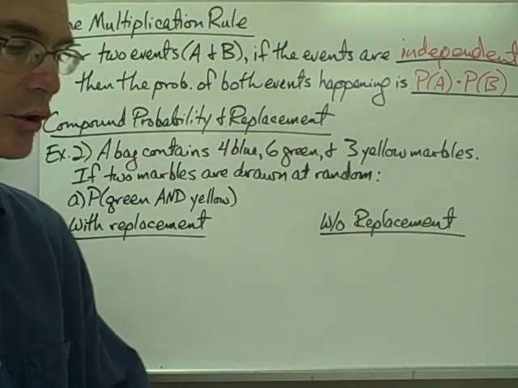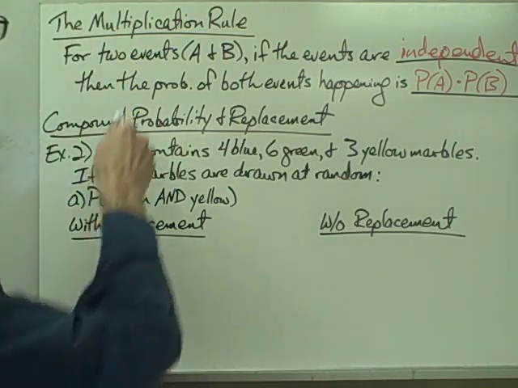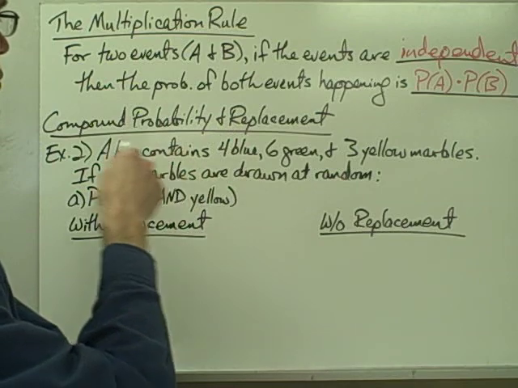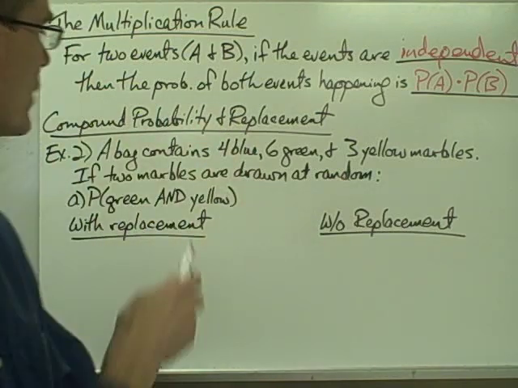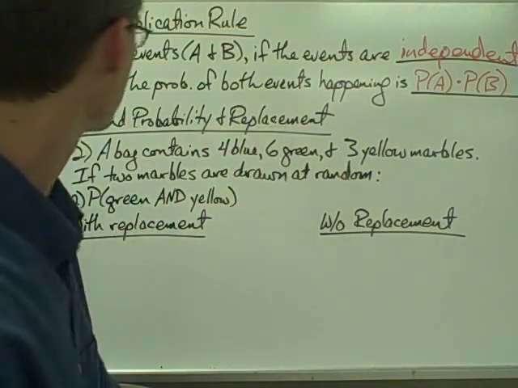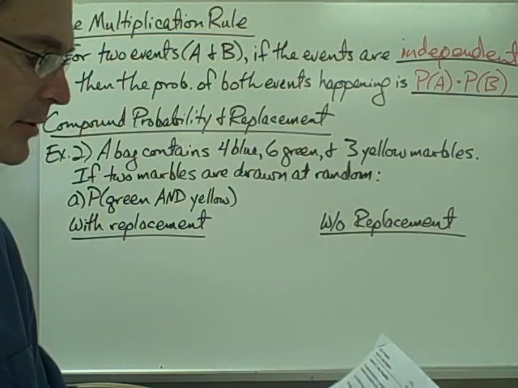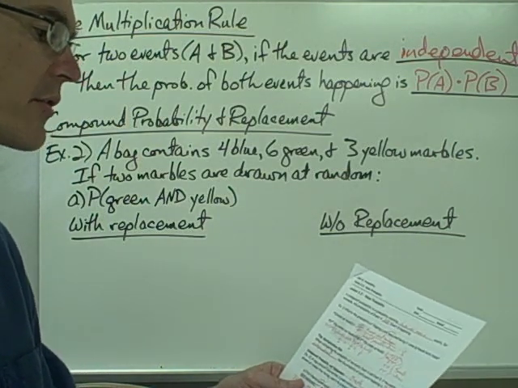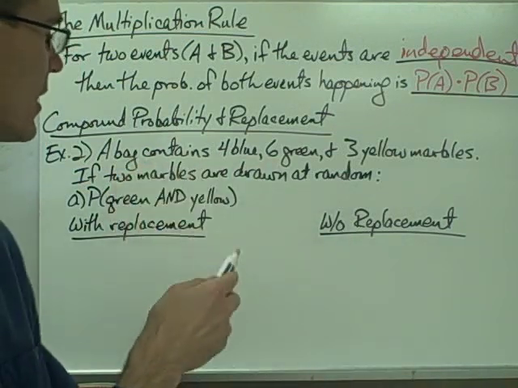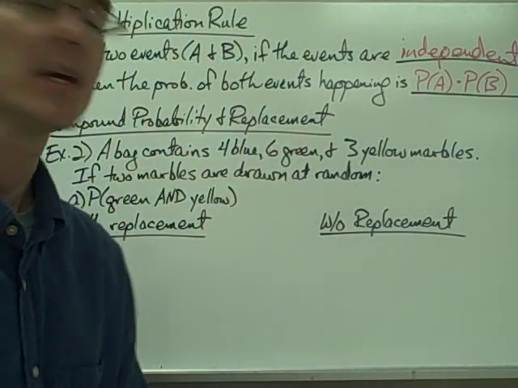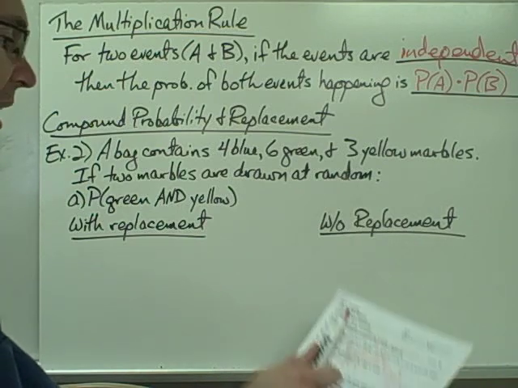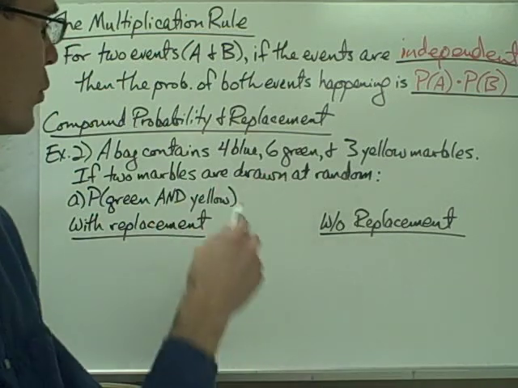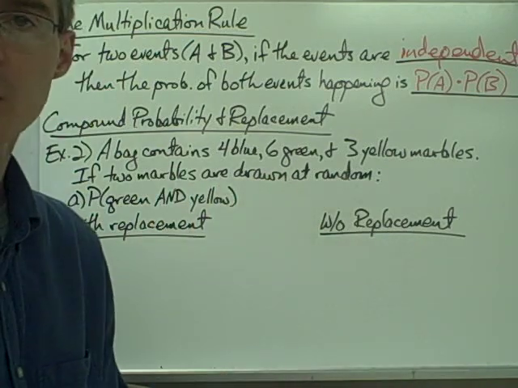Now, let's take a look at an example of how this multiplication rule is used in this other type of situation that involves something called replacement. So take a look here at example number 2. It says a bag contains 4 blue marbles, 6 green marbles, and 3 yellow marbles. This is the beginning of an example that we saw in the previous video. Now this time, however, instead of just drawing 1 marble, we're going to be drawing 2 marbles at random.